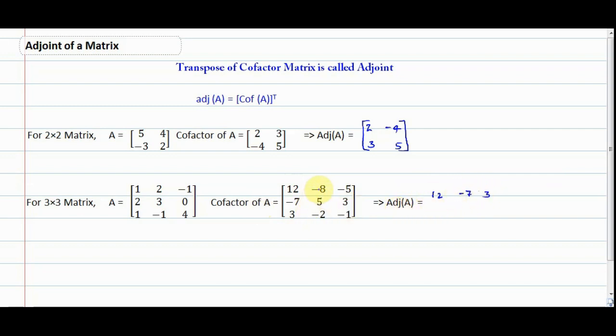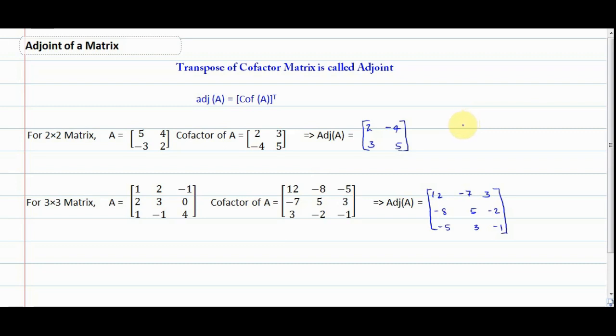Then the second row will have elements corresponding to the second column. So that will be minus 8, 5 and minus 2. And the third row will have elements corresponding to the third column of the cofactor matrix. So that will be minus 5, 3 and minus 1. So this will be the adjoint of A. Okay, so the adjoint of a matrix is calculated by first calculating the cofactor and then taking the transpose.